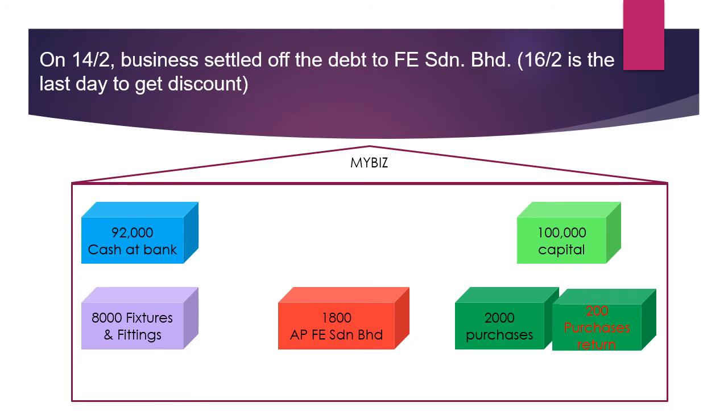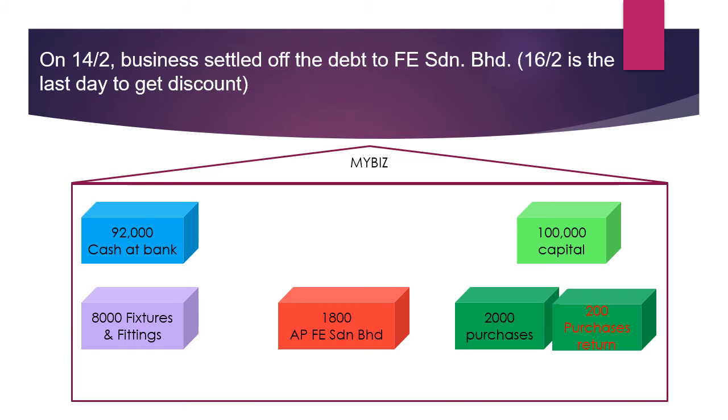So when you want to settle the debt to FE Sdn Bhd, again you need to remember what are the credit terms given, what has been agreed by the supplier. So remember the credit terms 5/15, n/30. So if you pay within 15 days of the invoice, you should get a discount of 5%.